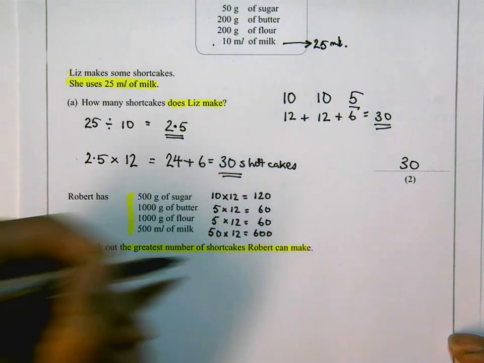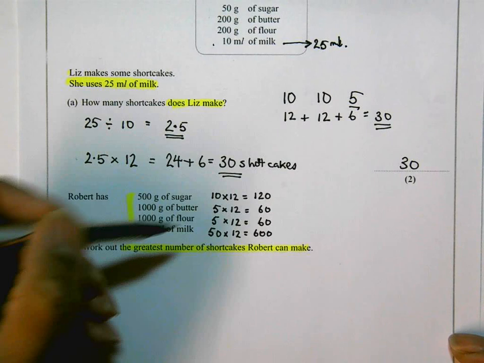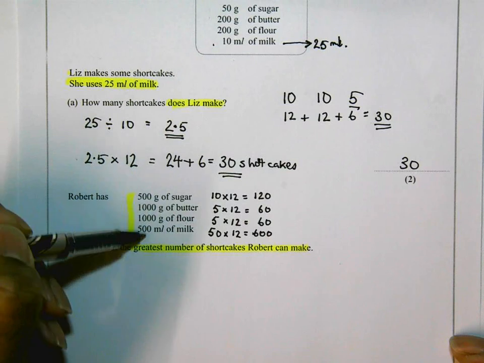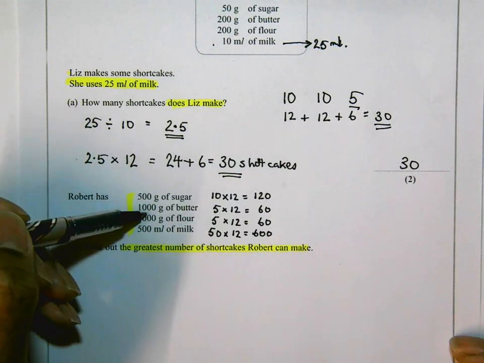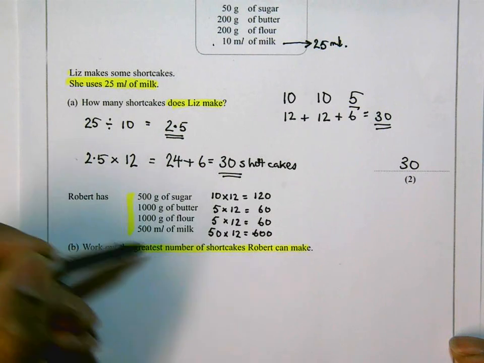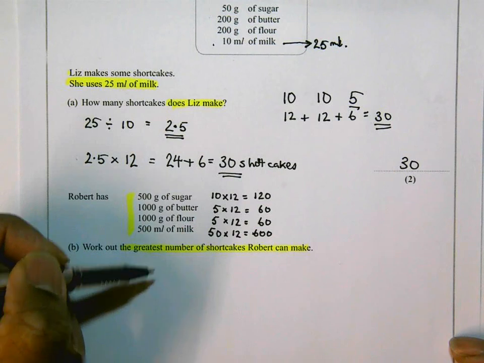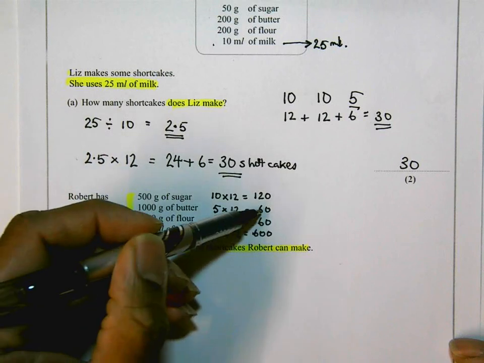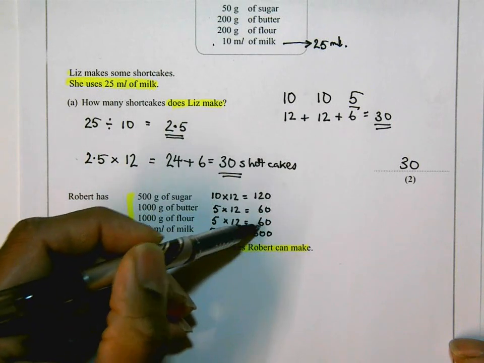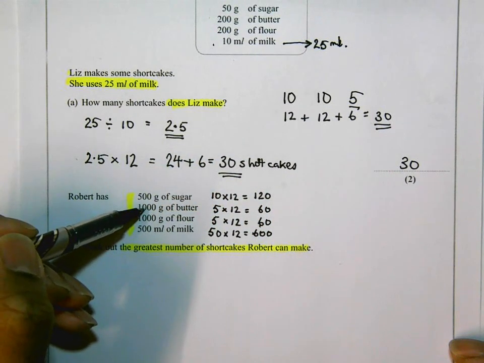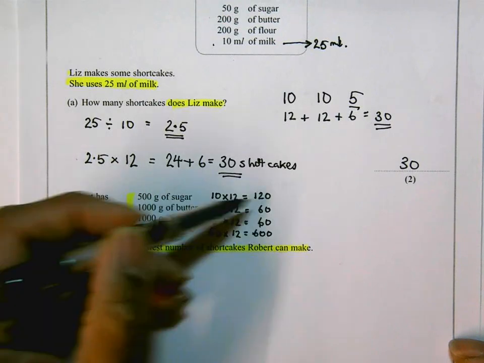So these are the number of shortcakes he could make with each of the ingredients. The question says, what's the greatest number of shortcakes that Robert could make with all of these ingredients? Well, the most he could make, if he had all of these ingredients together, is 60 shortcakes. He could definitely make 60 shortcakes with the butter and the flour, and he has more than enough with the amount of sugar and milk he has.